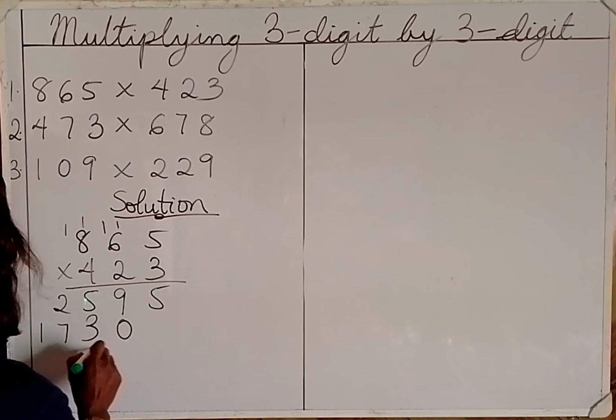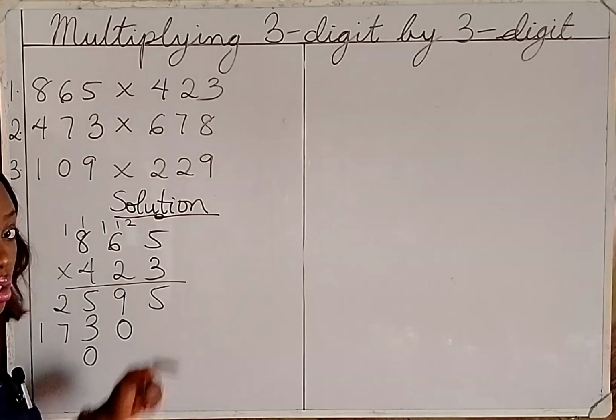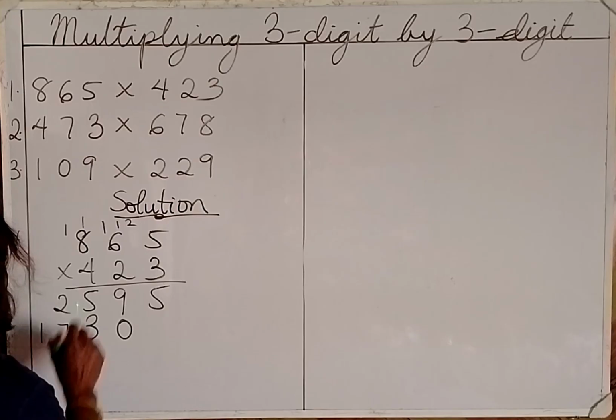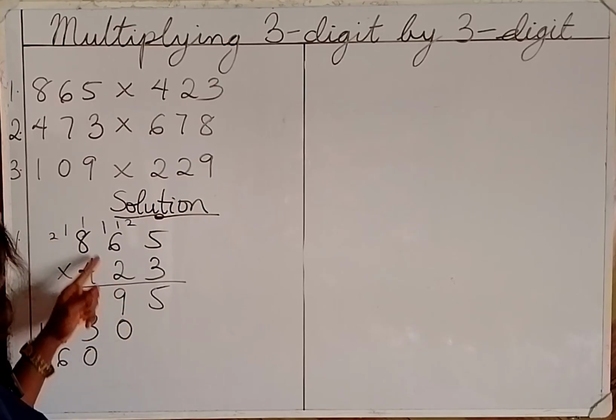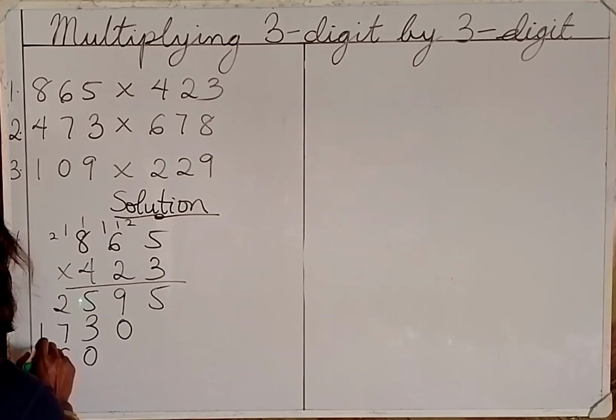20. Write down 0 and carry 2. 4 times 6 is 24. Plus 2, 26. 4 times 8 is 32. Plus 2, 34. Then we add all together.